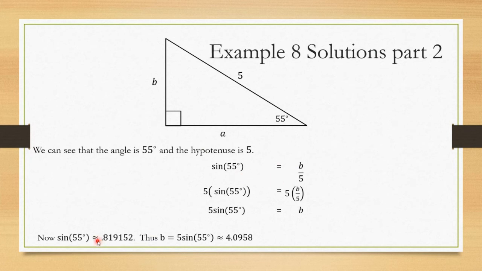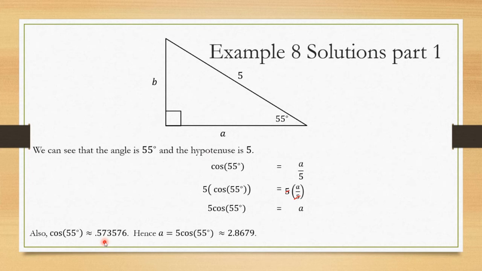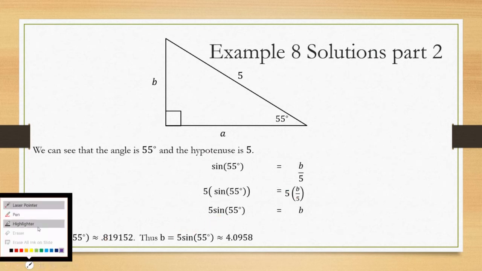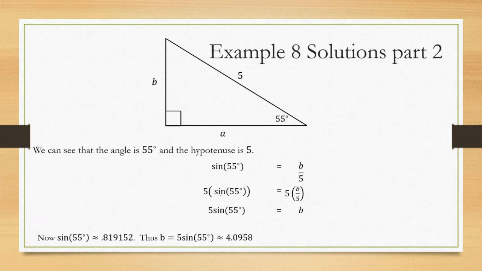So just like we did here with cosine, for sine we have to isolate B. That is, we have to solve for B. Now how do we do that? Well, you can multiply both sides by 5. And what does that do? Well, the 5's cancel here. On the left, you have 5 times sine of 55 degrees. That's equal to B.